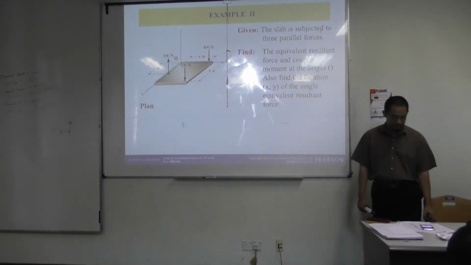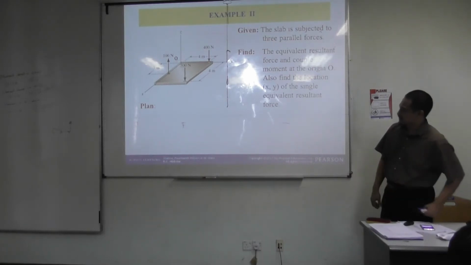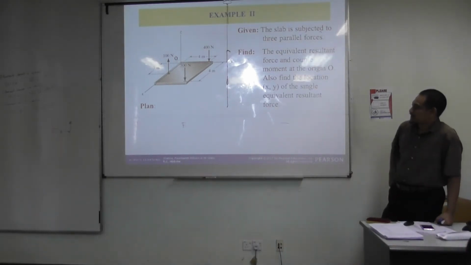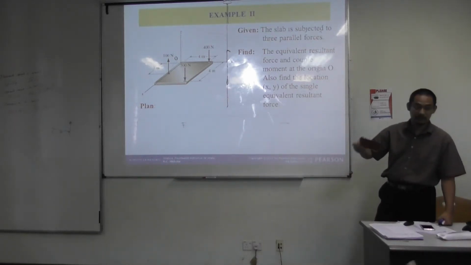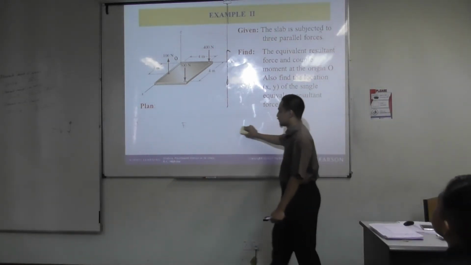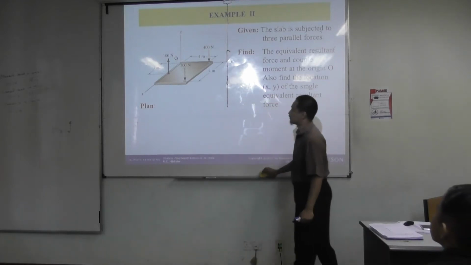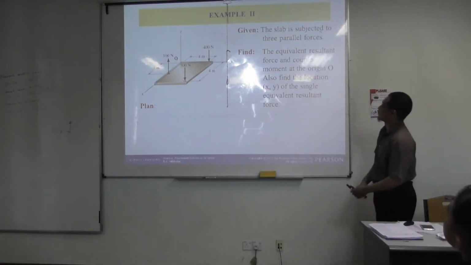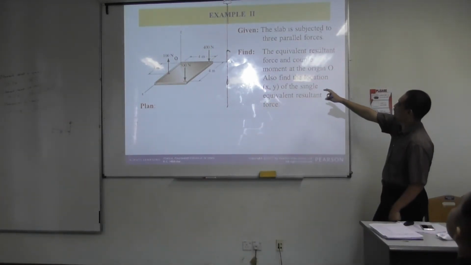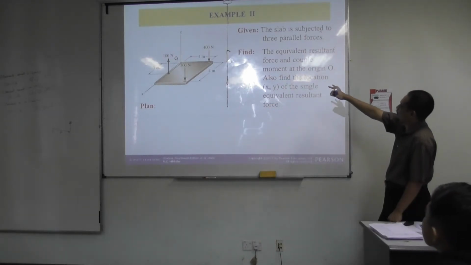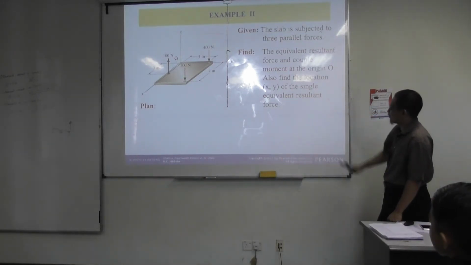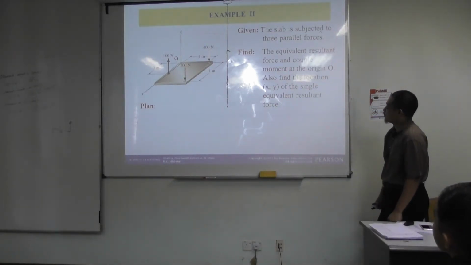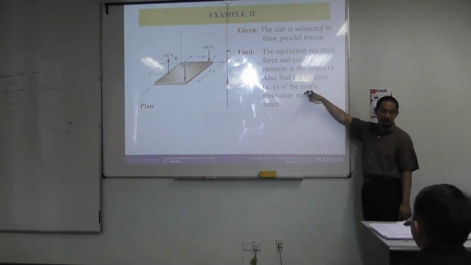Okay, let's try this one. This is 3D, but it still can easily be solved with scalar because everything is vertical. So it's still easy. It doesn't have alpha, beta, gamma, etc. yet. So the question here is, we have the slab there, and then we have three parallel forces. Find the equivalent resultant force and couple moment at origin O, and also find the location xy of the single equivalent resultant force. So you can detect the two questions and what the question wants.